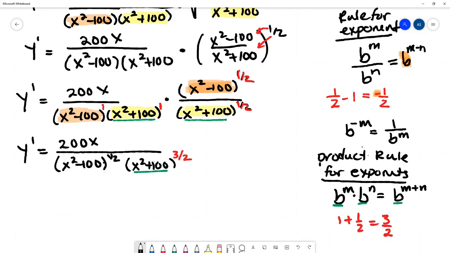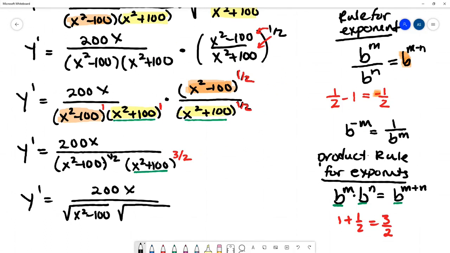So this gives us our final answer, 200x over, and I'm going to turn it back into radicals, the square root of x squared minus 100, and the square root of x squared plus 100, and this one's to the third power.